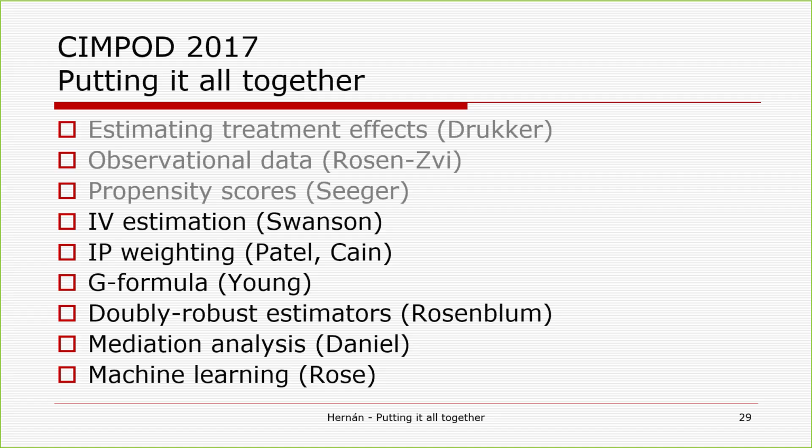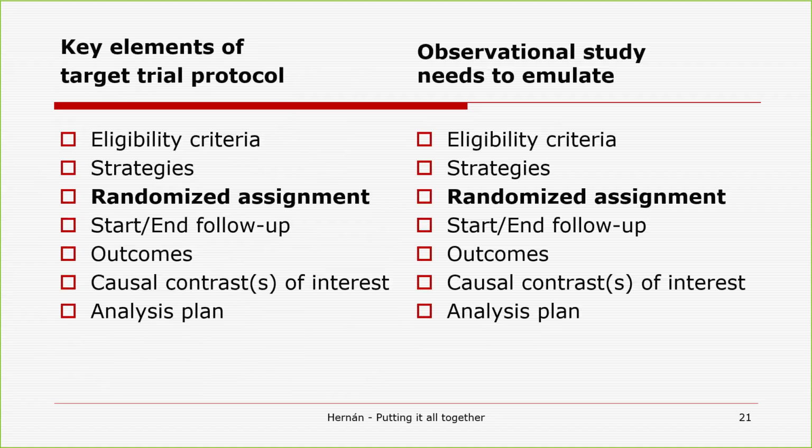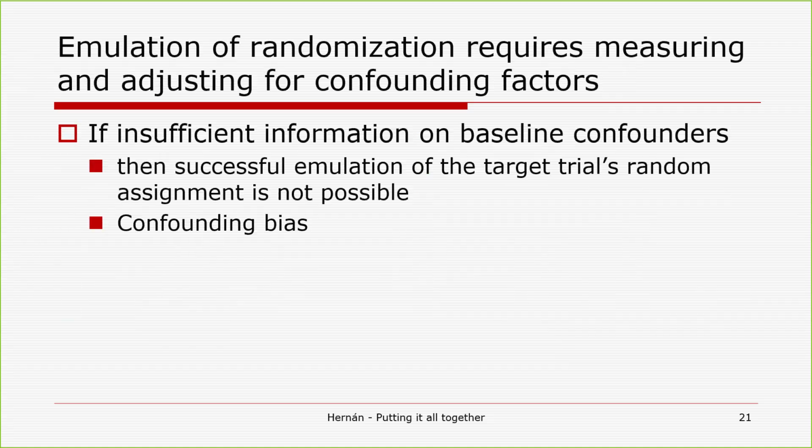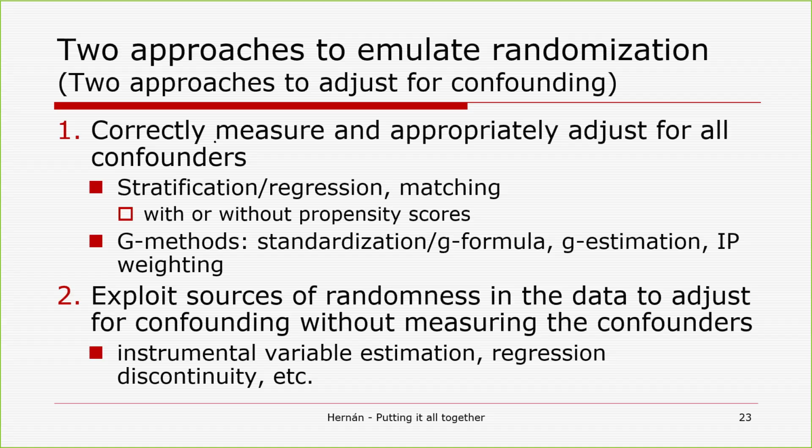Some of you also heard about methods based on instrumental variable estimation. Okay, so this also has to do with adjustment for confounding. And I just said that if you don't have enough information on the confounders, then there will be confounding and we will not be able to emulate the target trial. But this is not quite true, because there are some methods for which we will not need to have information on the confounders. Okay, so there are two approaches to try to emulate the randomized assignment of treatment.